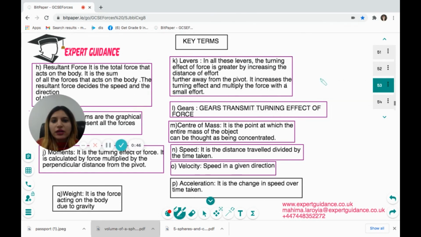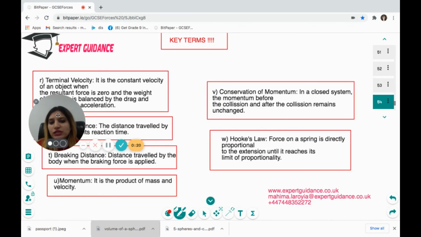Levers transmit the turning effect of force, and it is greater by increasing the distance of the effort further away from the pivot. It increases the turning effect and multiplies the force with a small effort. Gears transmit the turning effect of forces. Center of mass is the point where the entire mass of the object can be thought to be concentrated. Speed is distance over time. Velocity is speed in a given direction. And acceleration is change of speed over time.